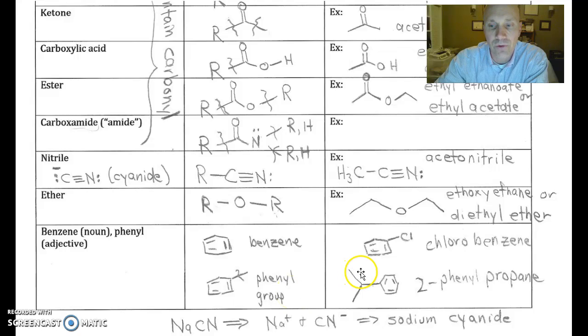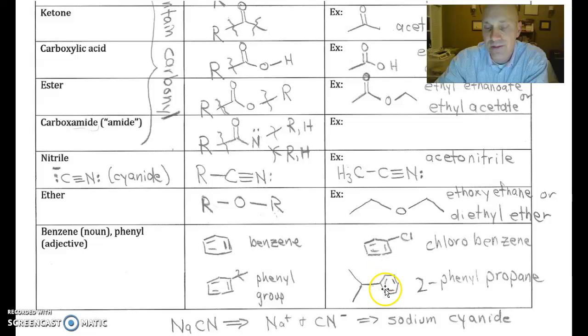So quick example of this. If I showed you this compound right here, this is going to be chlorobenzene. The reason for that is we're considering benzene to be the base molecule. It's the noun. And we're using chloro here as a modifier of that noun. So that's chlorobenzene.